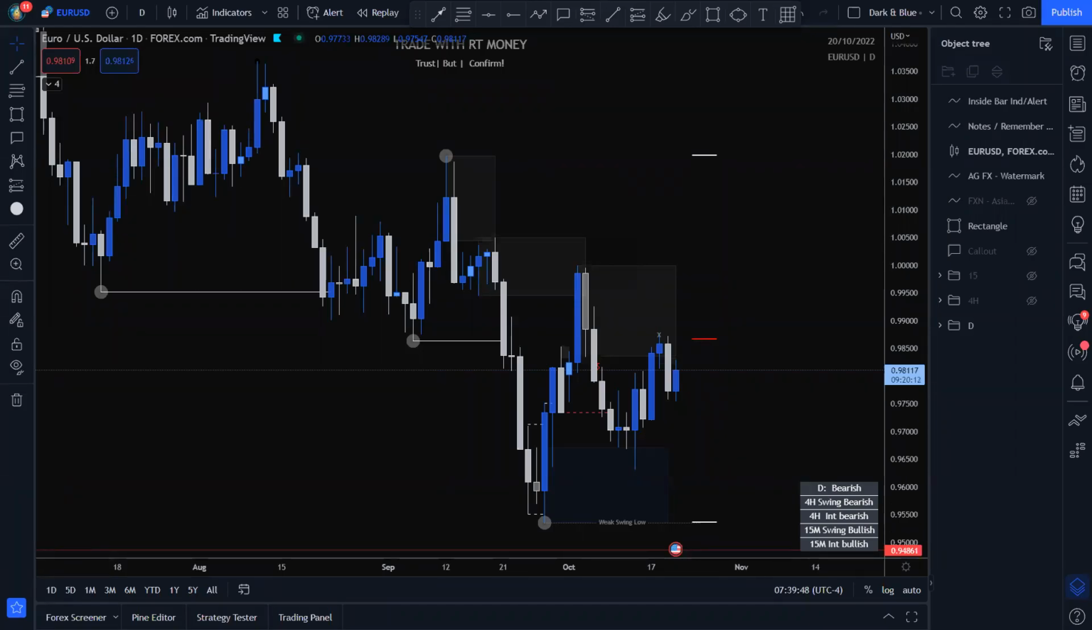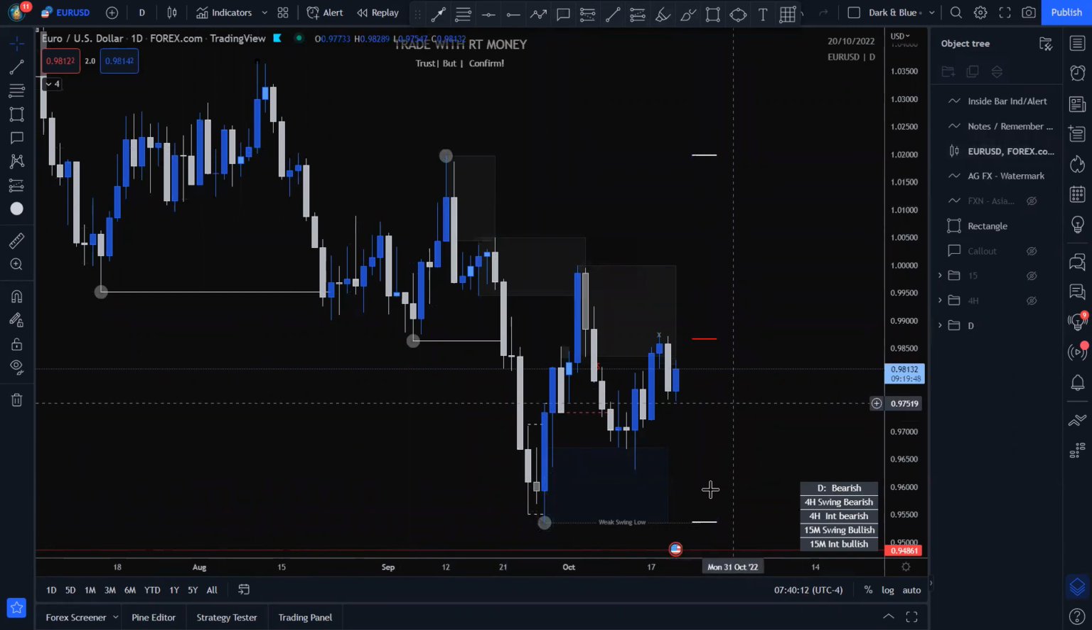Let's take a look at Euro USD. I'm hoping that your trading day is going well so far. What we can see here is that we have a downtrend. These are the structure points for the swing structure: lower low, lower high, lower low. So we are in a bearish leg of structure.